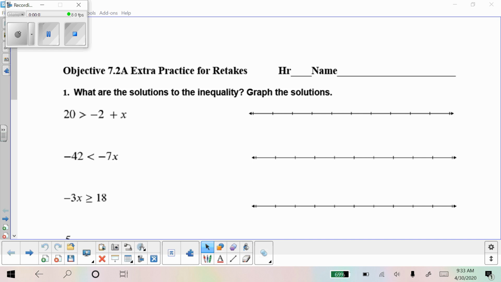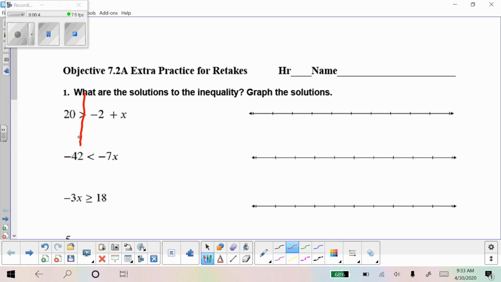It's Mr. Hermanson again. This is Objective 7.2 A and B extra practice if you want to retake the test. I'm going to do the first problem from each set and give you some helpful hints. You're going to finish that practice, and then you're going to send me a picture of your work or a PDF preferably. Anyway, for this first problem, we just want to find the solutions, and we do that by the balancing method.